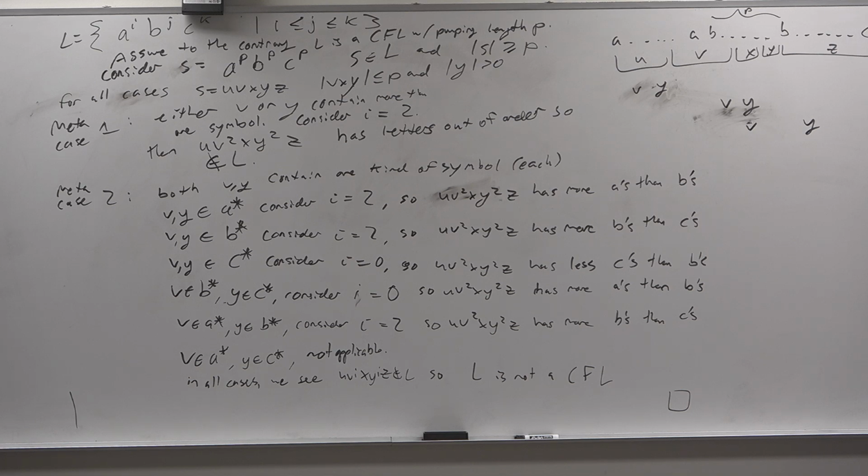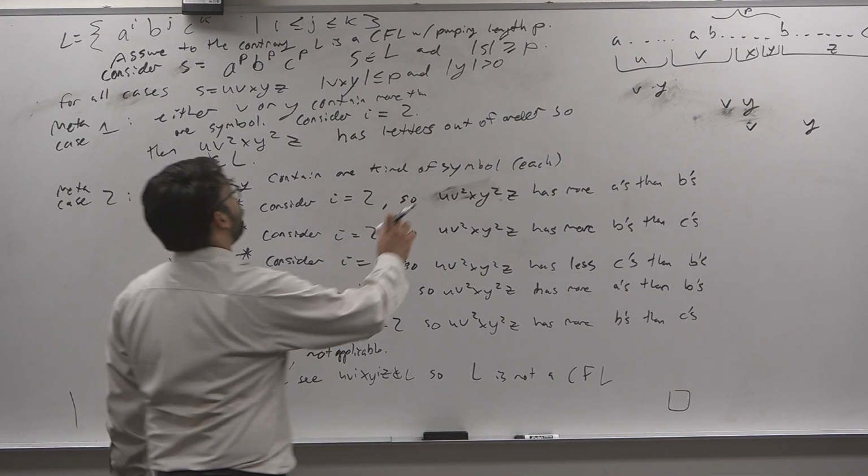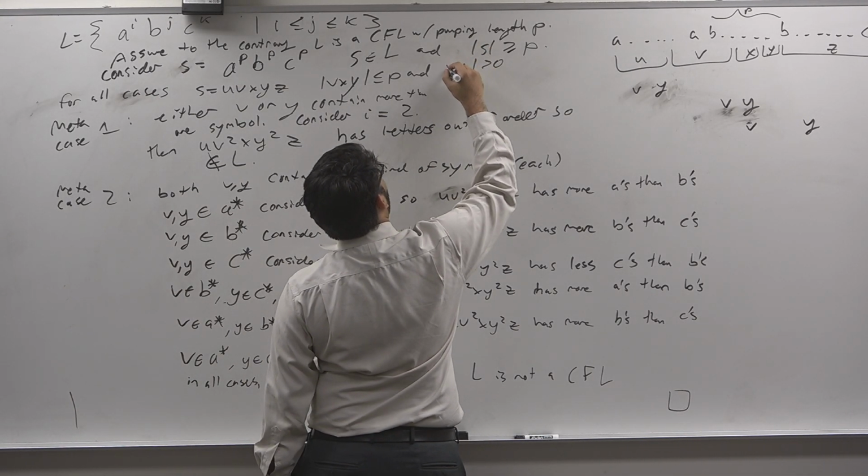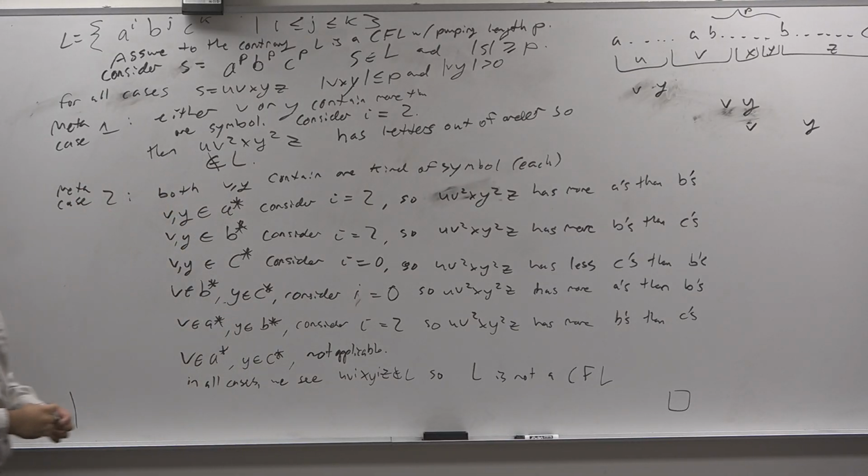Yes? Why is it that y has to be greater than 0 here, but it's vy over there? Oh, I just made a mistake, that's all. Thank you very much. Perfect. Yes, something non-zero has to be pumped. So v can be 0, y can be 0, but they both can't be 0. Excuse me, by 0 I mean the empty string. More questions on this proof?